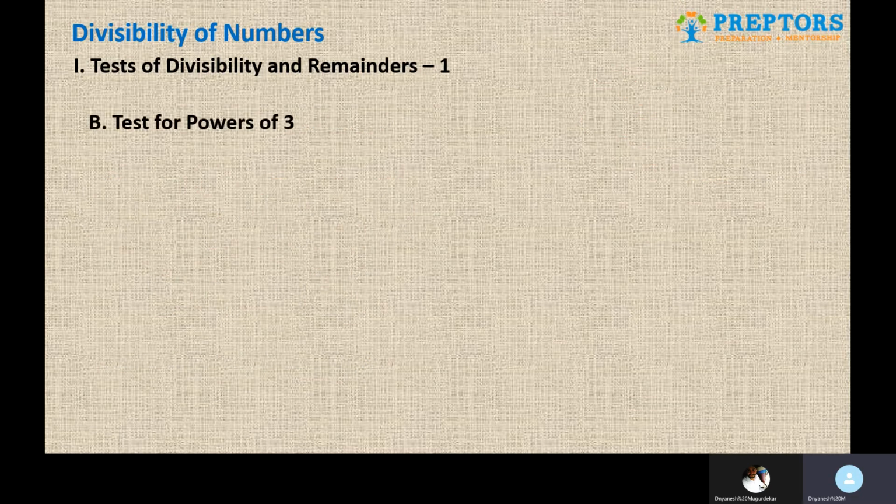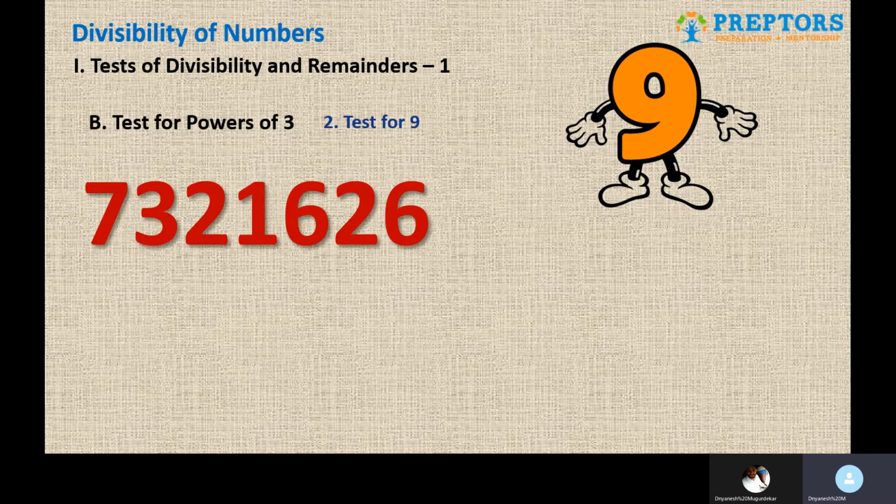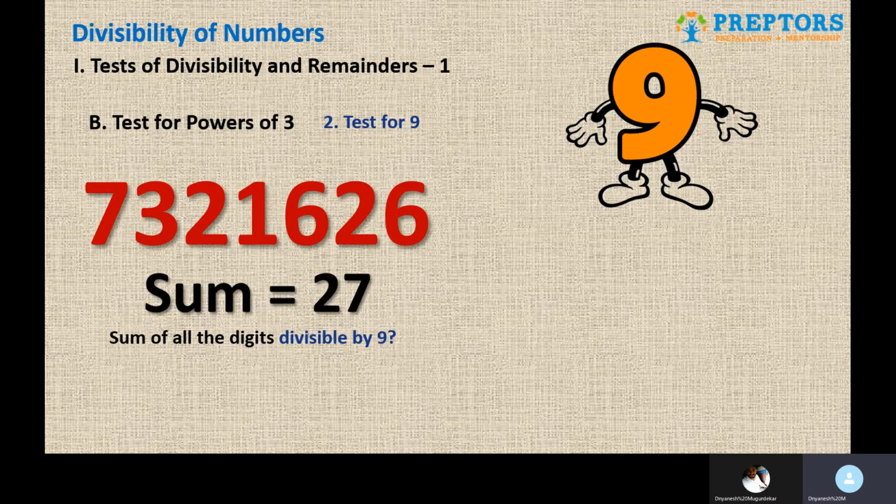The second power of 3 is 3 square, which is 9. Same funda, you need not divide the entire number. You're just going to add all the digits of the number, and whatever is that sum of all the digits, if it is divisible by 9, then you say that the entire number is also divisible by 9.